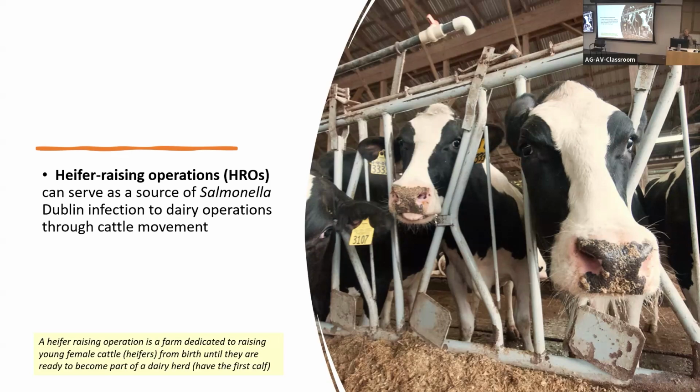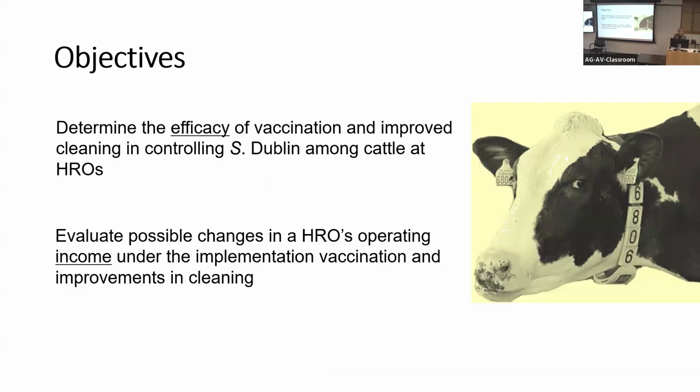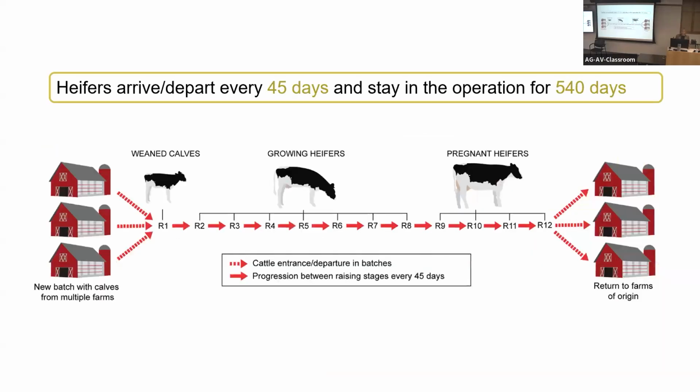And it is considered that these operations are a breeding ground for Salmonella Dublin, and I'll show you shortly why. But basically our goal was to develop a model, a mathematical replica of one of those operations, to study efficacy of control strategies, and also to see how those control strategies would impact farmers' operating income. So heifer raising operations are actually quite complicated systems. So this is where domain knowledge comes in. So as I said, the farms would send their young stock to one of those operations.